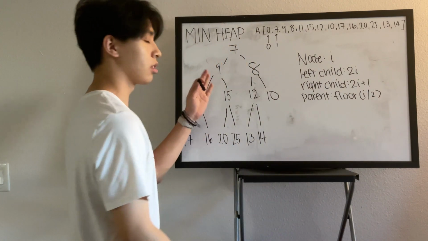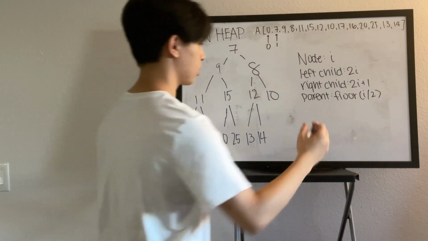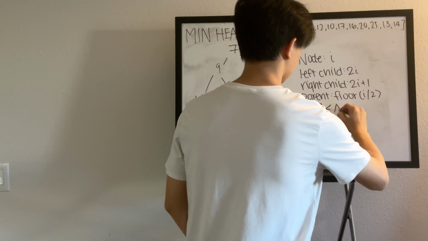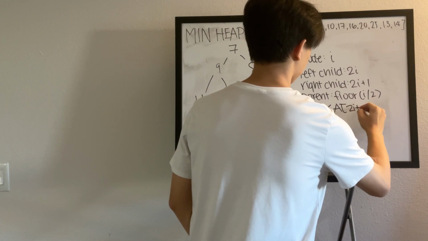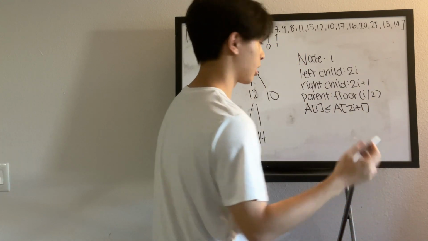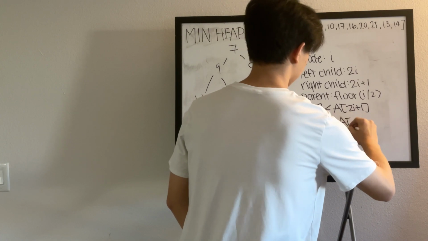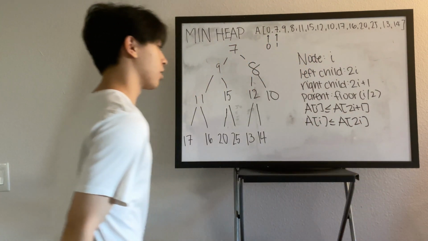Now remember, every single node is going to be smaller than or equal to its children, so that means a value at index i is going to be less than or equal to a value at index 2i plus 1. This is its right child, and a of i is also going to be less than or equal to a of 2i. This is its left child.